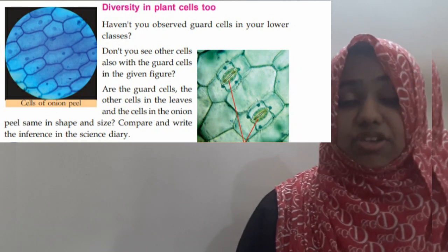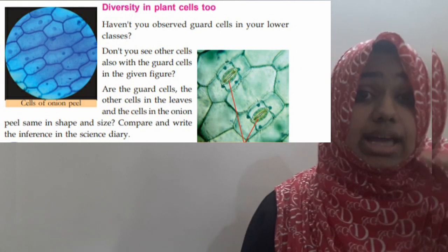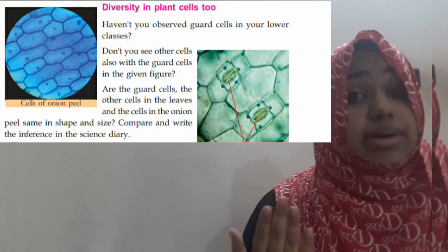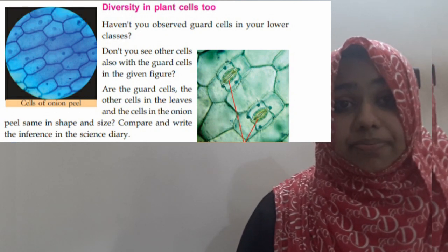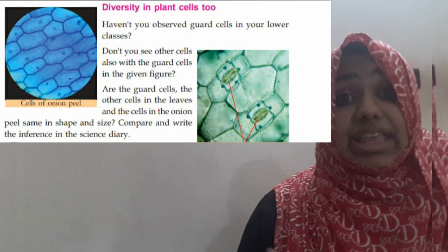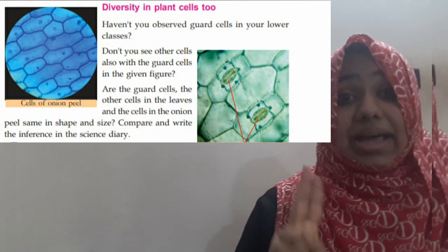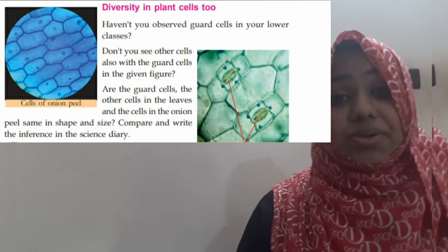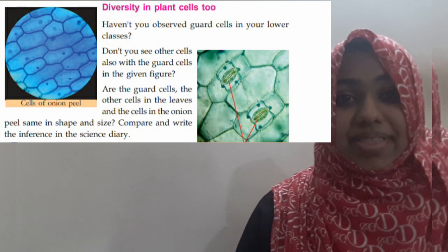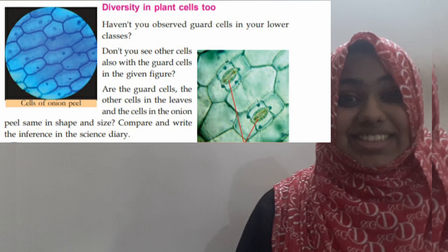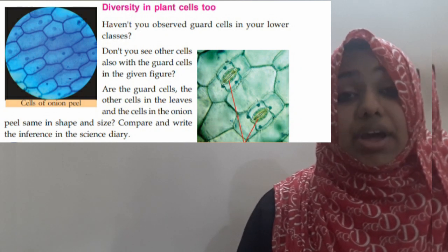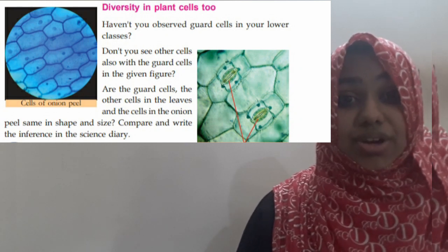Do you think there will be a difference between animal cell and plant cell? Both are multicellular organisms. But tell me, will there be a change between animal cell and plant cell? What do you say? Let us read further and know, is there a difference or not?